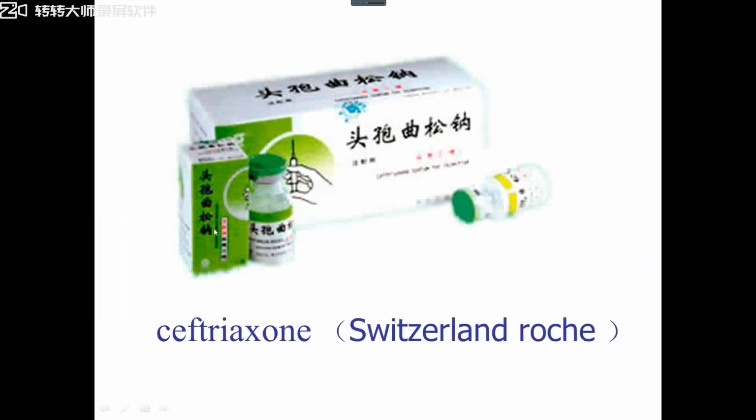Okay, just now we explained the cephalosporins, and this one is ceftriaxone. Ceftriaxone is the most widely used antibiotic in the clinic. Chinese name is 头孢曲松. Okay.